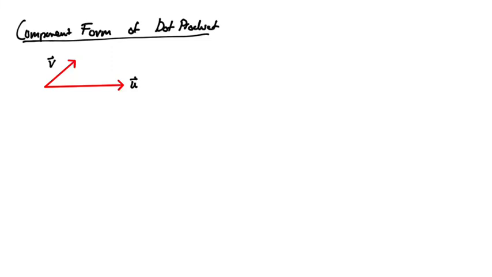In this video, we're going to discuss how to compute a dot product in terms of the components of the given vectors. So we're going to look at the component form of the dot product. I've drawn my two vectors here, u and v. We'll assume we're working in 2 dimensions, but the argument here works in 3 dimensions as well. It's just easier to draw and compute with fewer components.